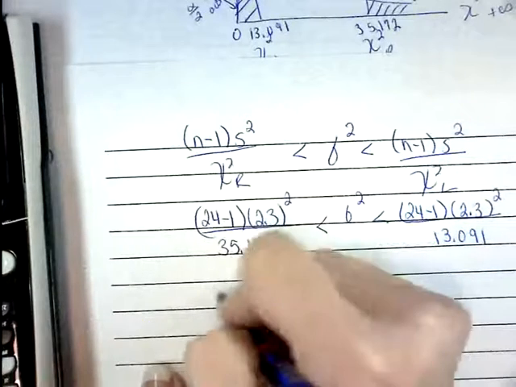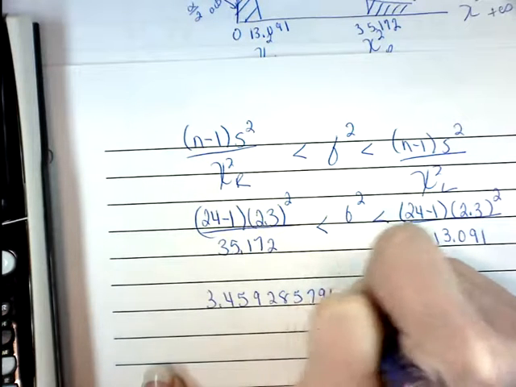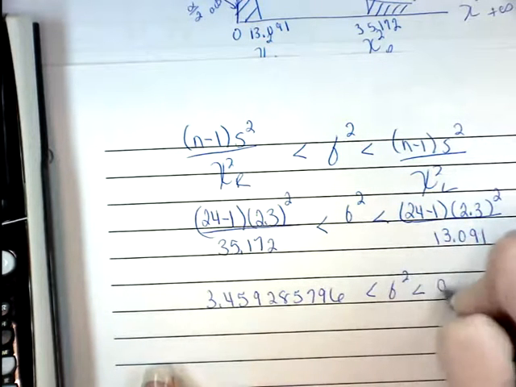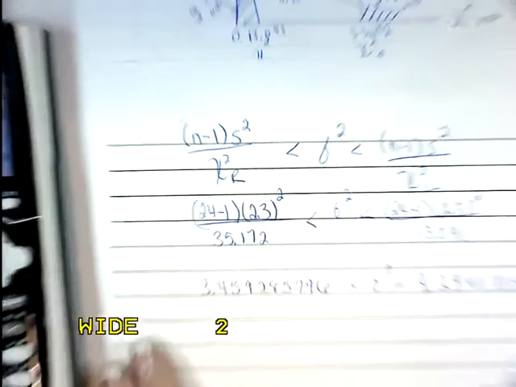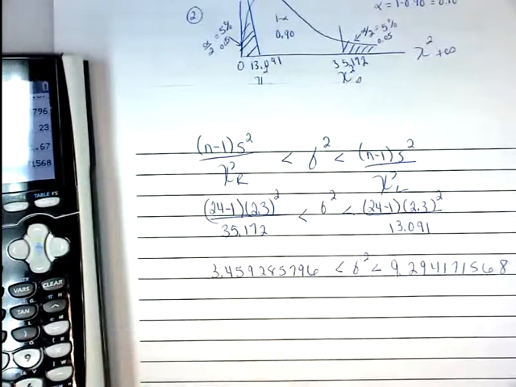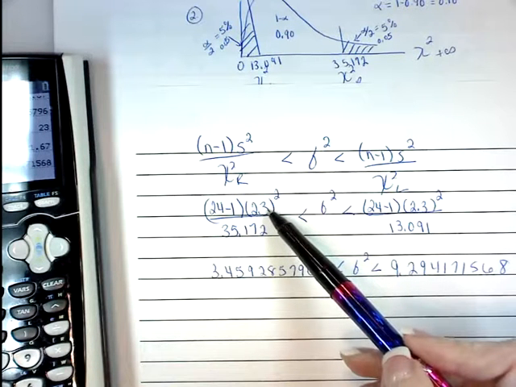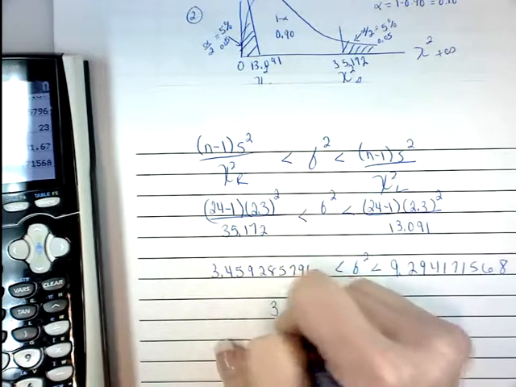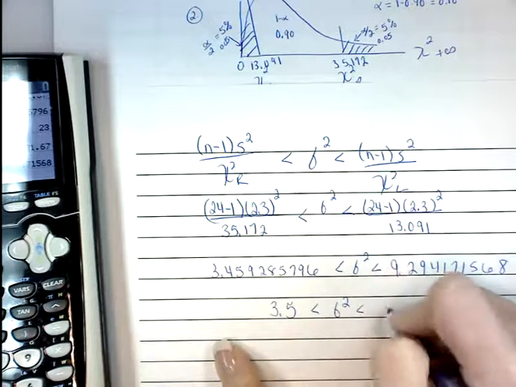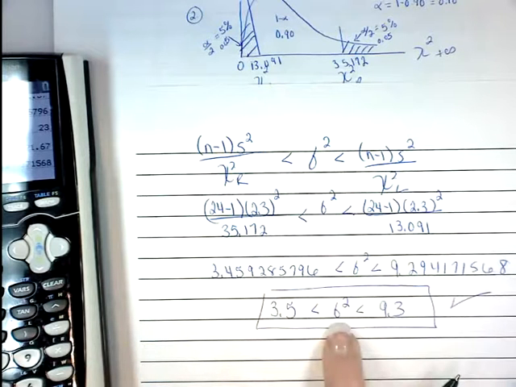This number, 3.459285796, and then 9.294171568. The rounding rule says to round according to the same number of places as the given sample standard deviation, which was 2.3. So I'm going to round each to the nearest tenth. 3.5 less than sigma squared less than 9.3. Final answer. We are 90% confident that the true population variance falls between 3.5 and 9.3.